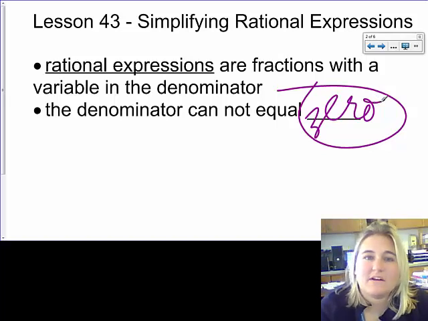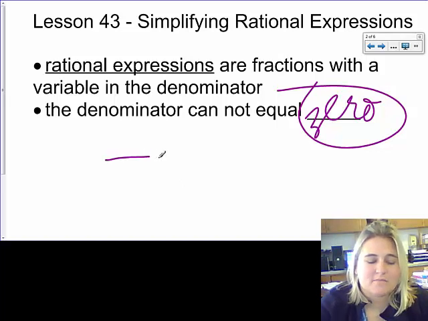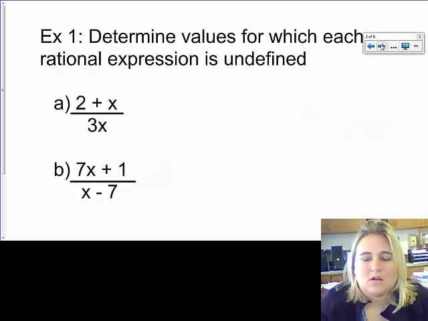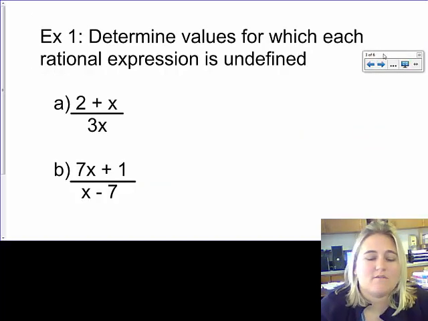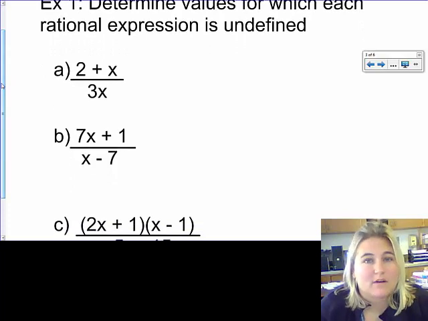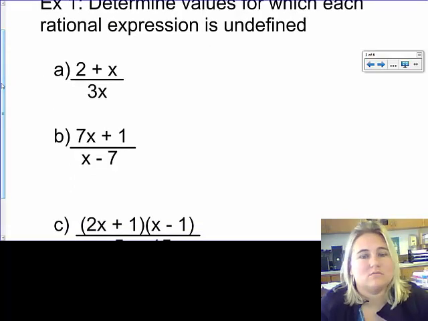Okay, we never want the denominator to be equal to 0 because we need to remember that that fraction bar means the same thing as divide, and we can never divide by a 0. We don't know how to divide by 0, so it's undefined. So we don't want the denominator to be equal to 0. It says determine values for which each rational expression is undefined. So, a rational expression will be undefined where the denominator is equal to 0.